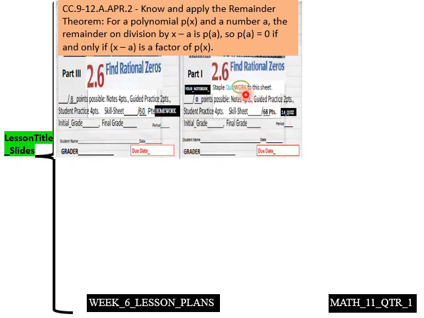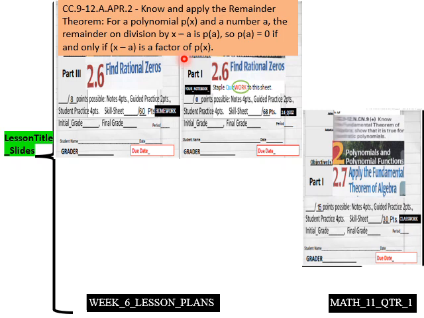And then again, it's A.APR.2, know and apply the remainder theorem for a polynomial P of x and a number a. The remainder on division by x minus a is P of a, so P of a equals 0 if and only if x minus a is a factor of P of x.